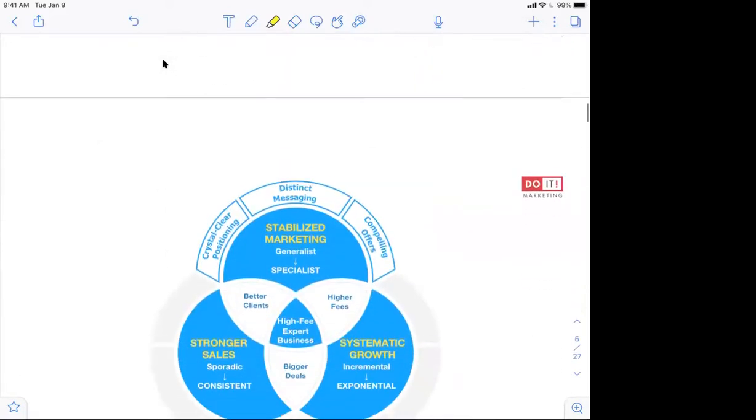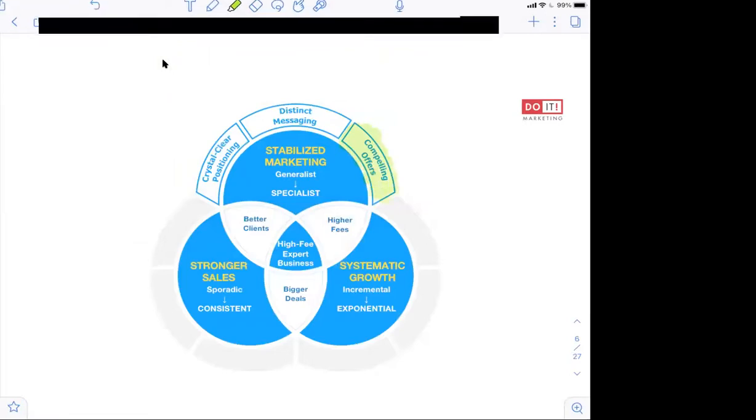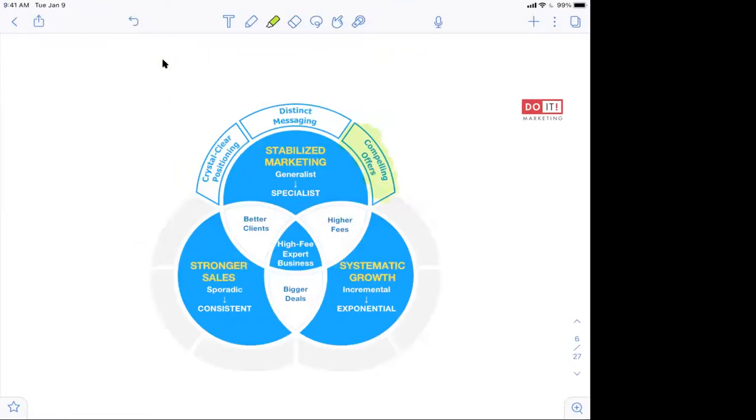All right, next one. Compelling offers. This is the third and final accelerator in moving you into a stabilized marketing mode, generalist to specialist. Here's the question to score yourself. To what extent do your current services, programs, and offers, quote unquote, sell themselves? Meaning that they are bought and they do not need to be sold quite so hard.